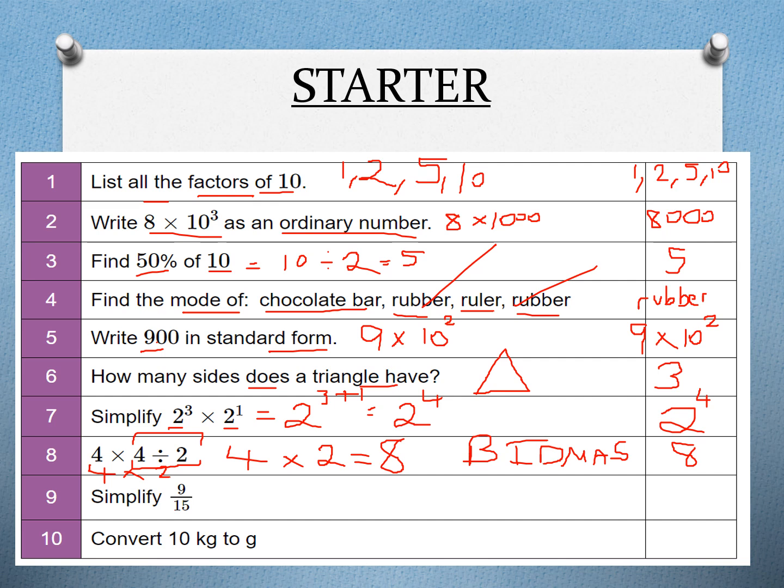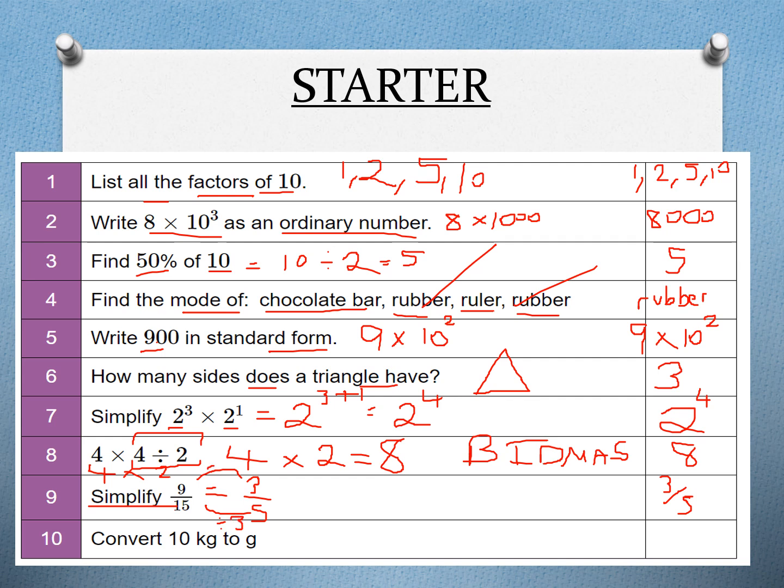Question number 9. Simplify 9/15. Well, the highest common factor is equal to 3. So divide top and bottom by 3, and I get 3/5. These are what I call equivalent fractions. So 3/5 is a fraction in its simplest form. So dividing top and bottom by 3, guys.